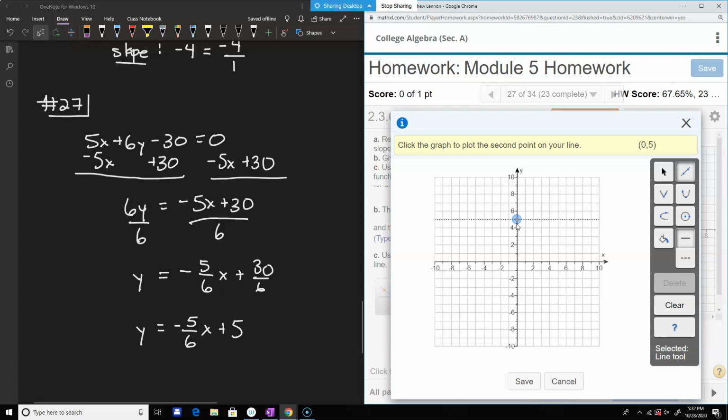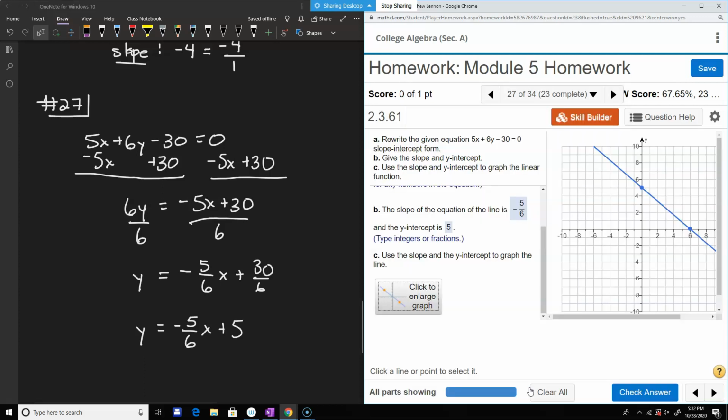And then from here, the instruction set is minus 5 over 6. That means we want to count down 5 and to the right 6 from the y-intercept. That'll give us a second point. So down 5 puts us right on the x-axis, and then right 6 puts us here. So actually, with this example, we've really just graphed both of the intercepts, the y-intercept of 5 and the x-intercept of 6. Again, notice that the slope is negative and our line is going downward from left to right, which is what we would expect.